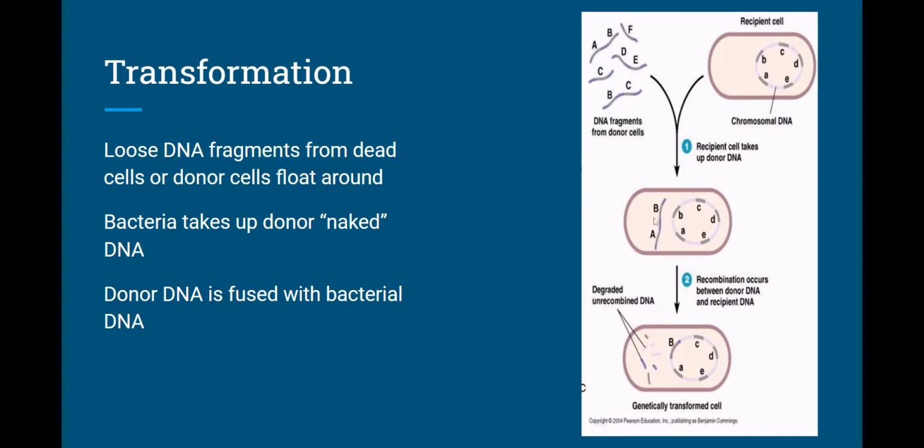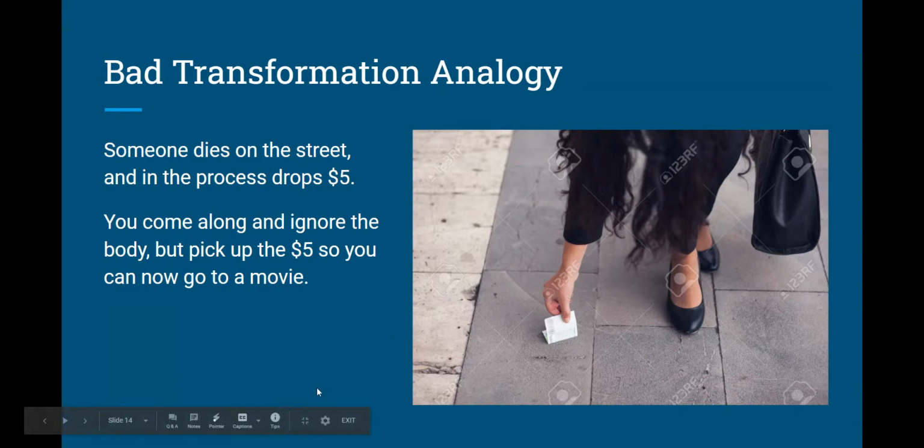You can see here the gene big B is incorporated into the main genome. And now it has new genes, so it's a more diverse population. So back to our bad money analogy, someone has died on the street, and when they died, they dropped $5. You come along, ignore the body, but you pick up that $5. You step over the body to walk into a movie theater, and now you can go see a movie because you have the new gene or the new means of doing something.